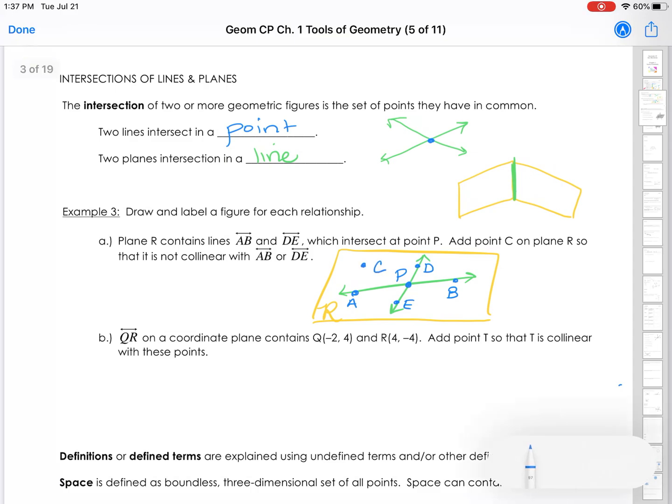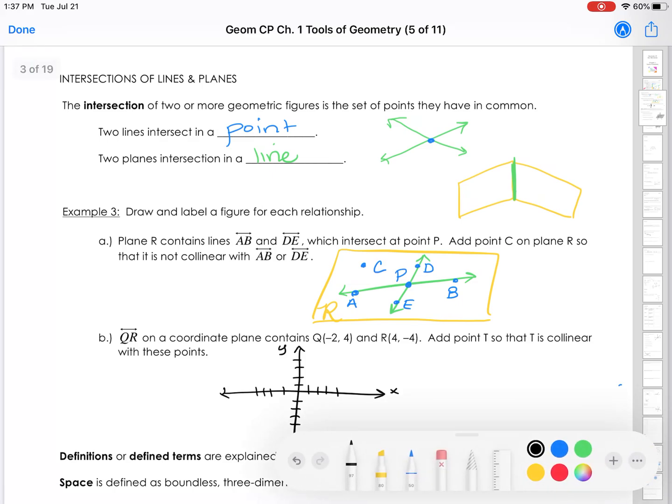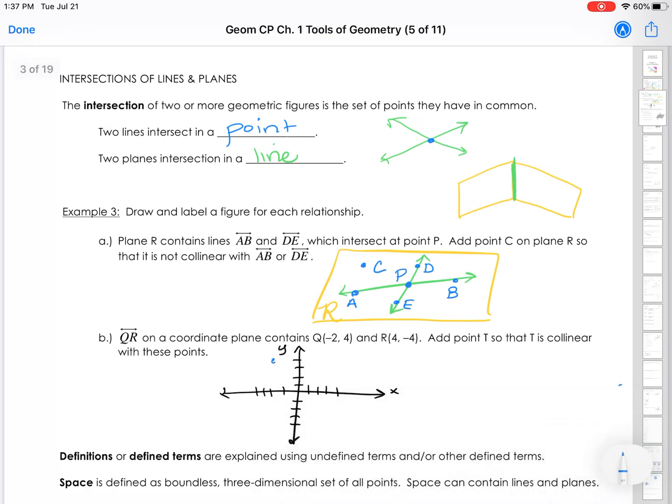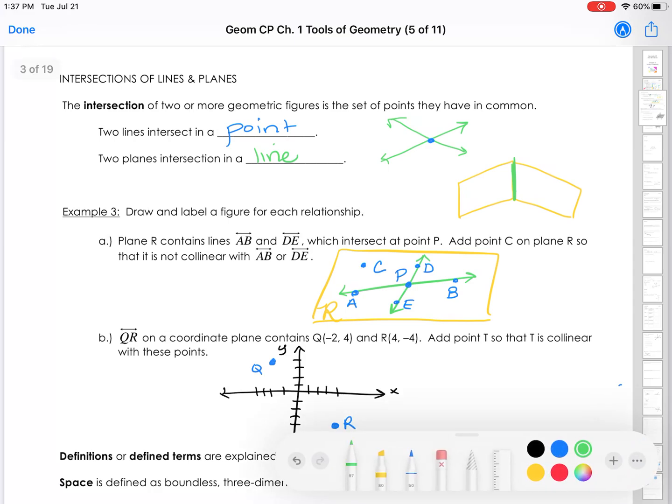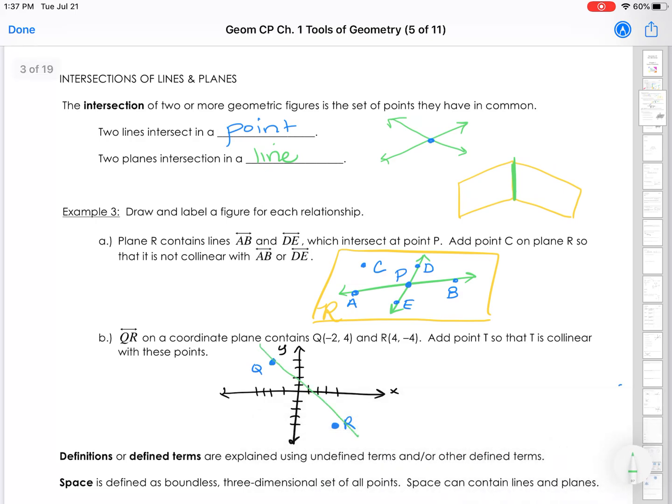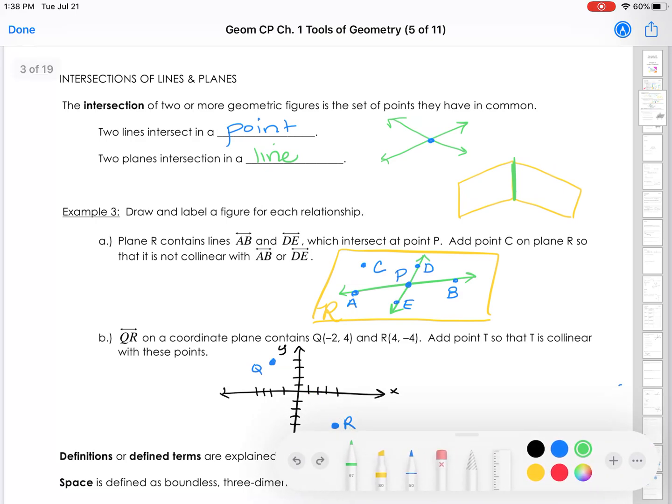All right, and the next one, QR, is on a coordinate plane. So let's get a coordinate plane going. That would be your XY graph that you're used to from Algebra 1. Let's see, 1, 2, 3, 4. 1, 2, 3, 4. Okay. So we want to have the points Q and R. Q is at (-2, 4). R is at (4, -4). And those are on line QR. Oops, that is not even a little bit straight. Sorry.